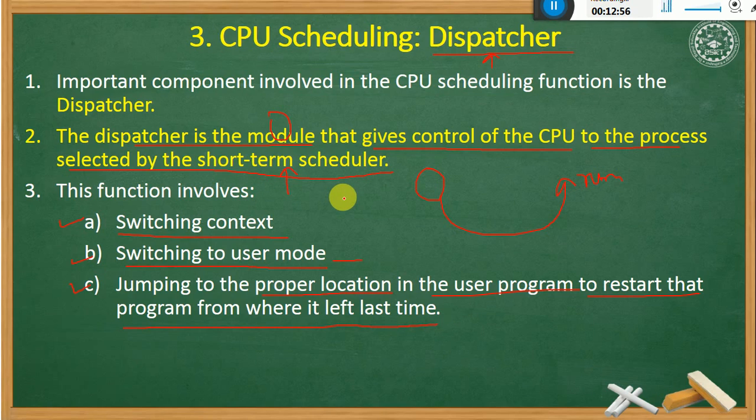So the dispatcher is a module which has control over allocating a CPU to the process selected by the CPU scheduler, or short-term scheduler. That is the basic definition of a dispatcher, and its functions are three. The dispatcher is used in context switching, in switching to user mode, and in jumping to the proper location. So that is a dispatcher.